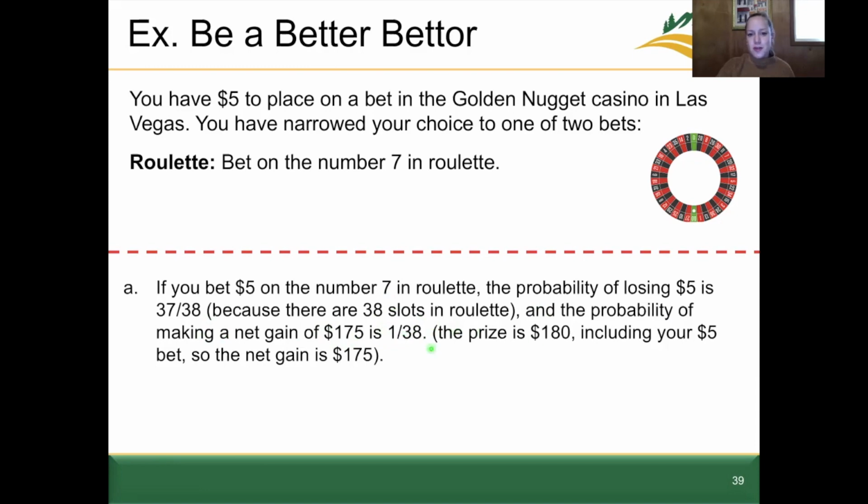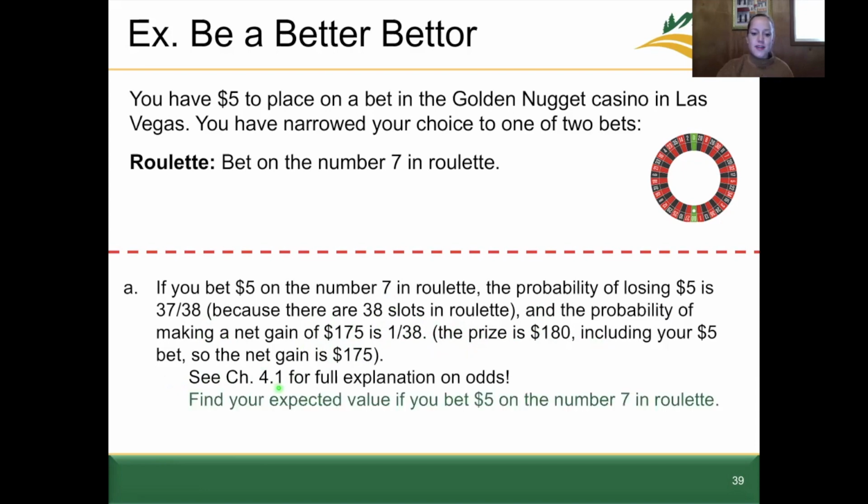If you recall from an earlier lecture, the prize is $180, but this includes your $5 bet, so the net gain is ultimately $175. This was discussed in full detail in 4.1, so go ahead and check that out if you need a refresher on this.